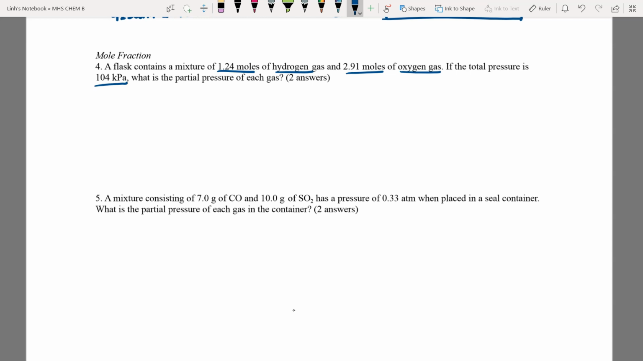Because you have 2 gases, hydrogen and oxygen, and they're asking for the partial pressure of each gas, you have to have 2 different answers boxed. Recall that the mole fraction is X. For some gas number 1, X of 1 is equal to the moles of that particular gas over the total moles. And the partial pressure of gas number 1 is equal to the mole fraction of gas number 1 multiplied by the total pressure.